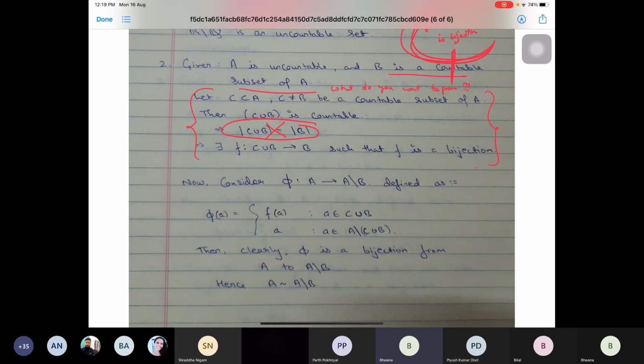Empty set should be considered a finite set, so that means an at most countable set.